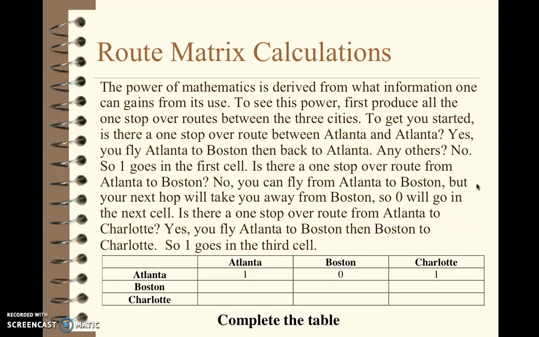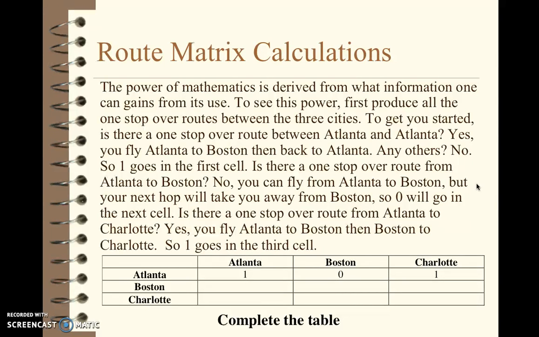So there's a one stopover route between Atlanta and Atlanta because you can go from Atlanta to Boston to Atlanta. So that's one stopover. So from Atlanta to Atlanta, you do actually have a stopover. But if you fly from Atlanta to Boston, there's no stopover, is it? Because it's just a direct flight. Okay. Then from Atlanta to Charlotte, do we have a stopover? Yes, we stop over in Boston and then fly on to Charlotte.